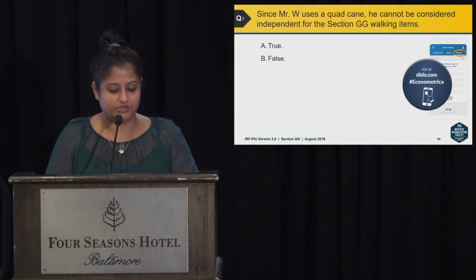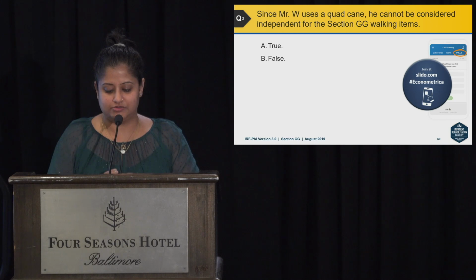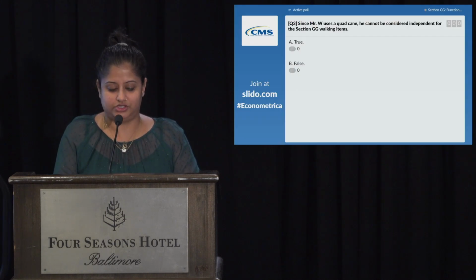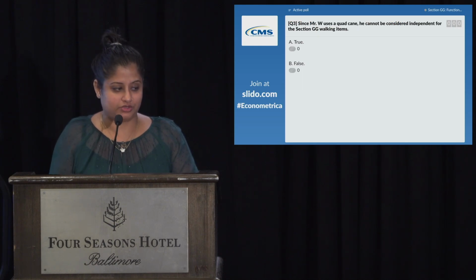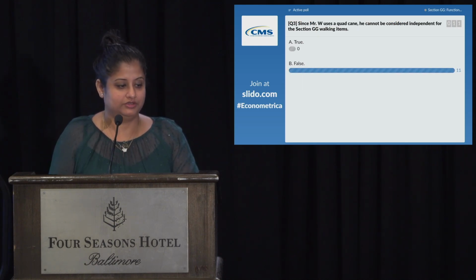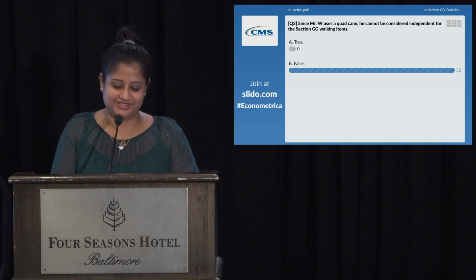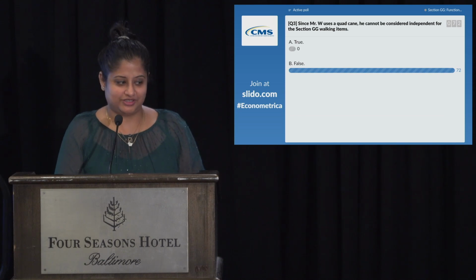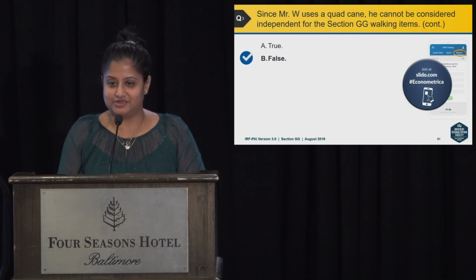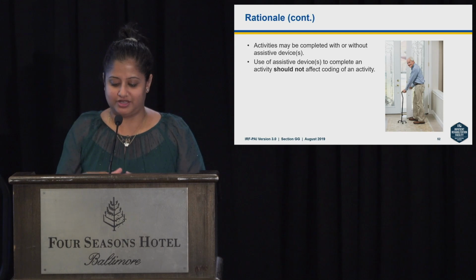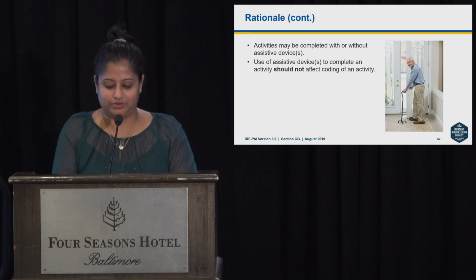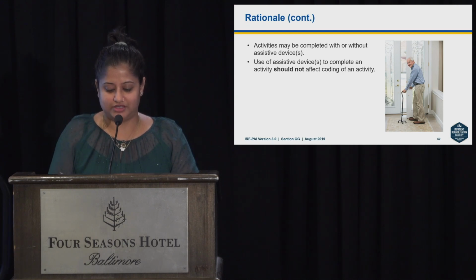We're going to do a true-false question now on Slido. Since Mr. W uses a quad cane, he cannot be considered independent for the Section GG walking items. Is this A, true, or B, false? A lot of rapid movement towards false. Let's take a look at what the correct answer is. And it is, in fact, B, false. The rationale behind this is that activities, again, can be completed with or without an assistive device. Use of an assistive device to complete an activity should not affect the coding of the activity.